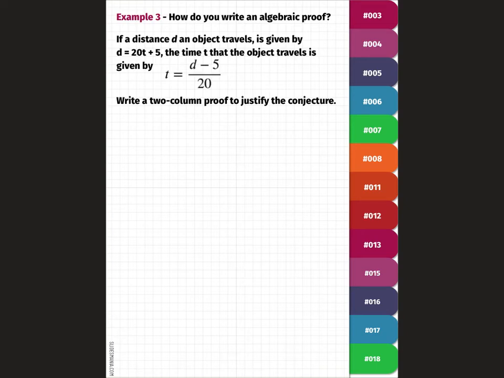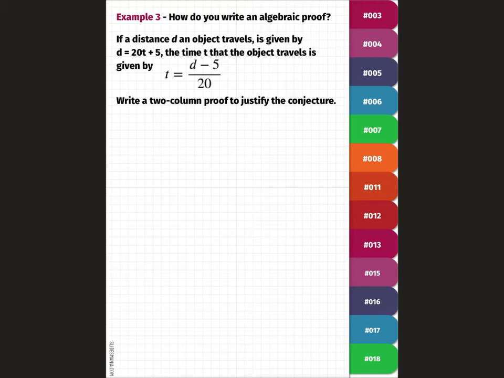So now we're going to take that information that we just did and use it to write an algebraic proof. So it says, how do you write an algebraic proof? If a distance d an object travels is given by d equals 20 times t plus 5, the time t that the object travels is given by t is equal to d minus 5 over 20. So write a 2-column proof to justify the conjecture.